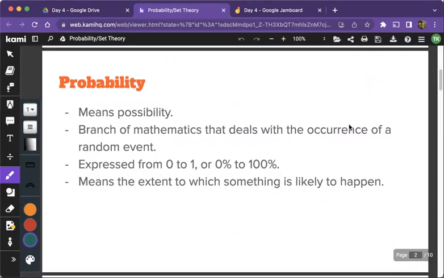What is probability? Probability means possibility. It's a branch of mathematics that deals with the occurrence of a random event. Normally, it's expressed from 0 to 1, which pretty much means 0% to 100%. And it means the extent to which something is likely to happen.